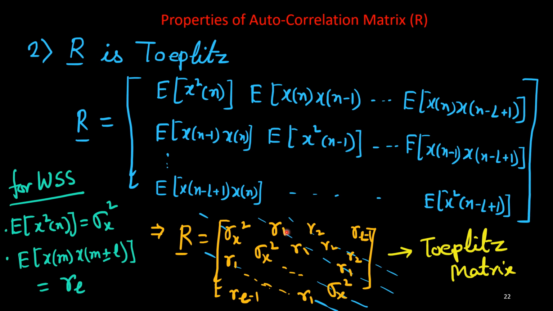So if this is true, then this type of matrix is called a Toeplitz matrix. Okay, so R is a Toeplitz matrix, right?